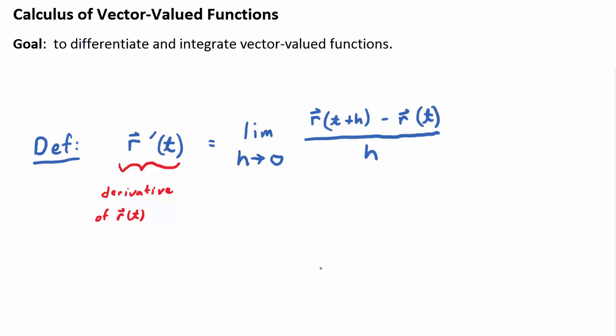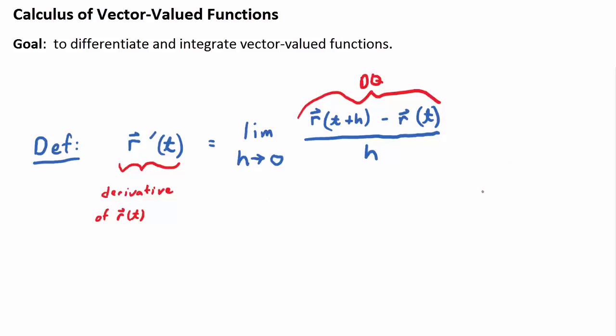Assuming this limit exists, this is the definition of the derivative of a vector valued function with one variable. Looks a lot like what you saw in Calc 1, doesn't it? Remember the difference quotient in Calc 1? This is a vector difference quotient right here. It's basically the same formula for the definition of the derivative that you learned about in Calculus 1, except instead of scalar functions, we have vector valued functions here.